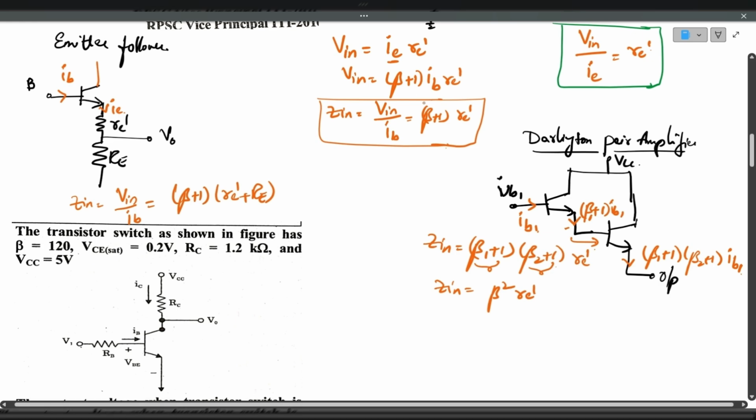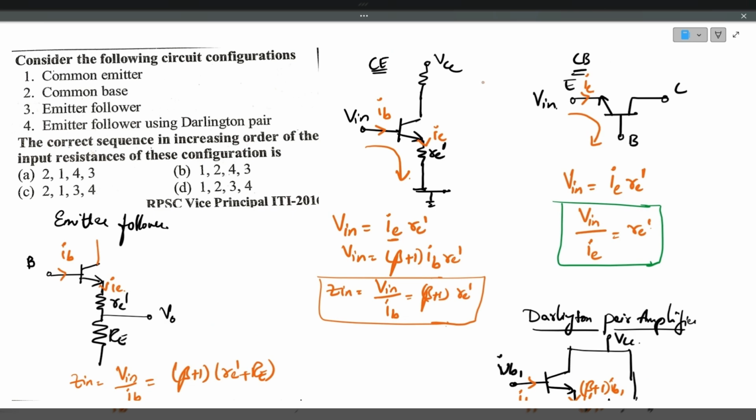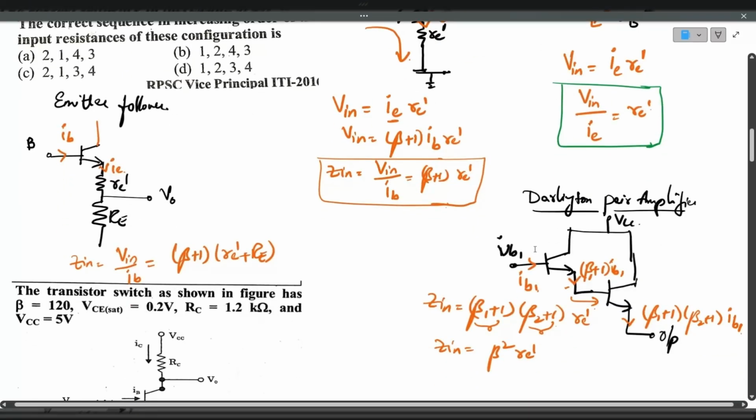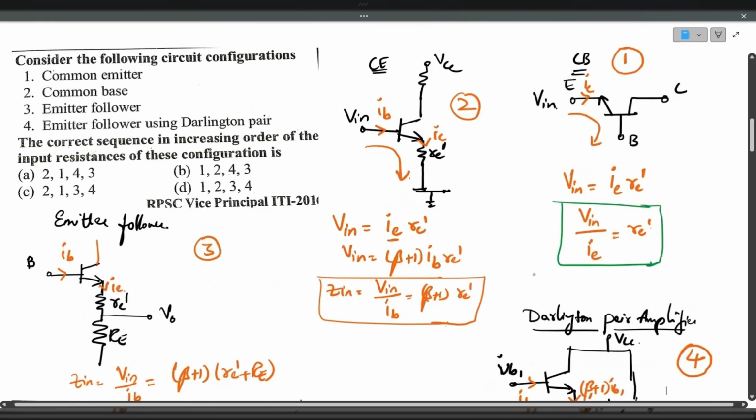So if you compare these values, the input resistance of the common base amplifier is the least. Ascending order he told. So the least input impedance is the common base amplifier. First comes common base. Second comes common emitter. Third comes common collector, that is emitter follower. And last, the highest input impedance is for the Darlington pair amplifier, which is fourth. So the answer is option D.